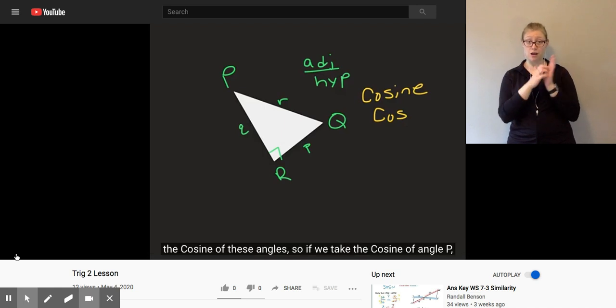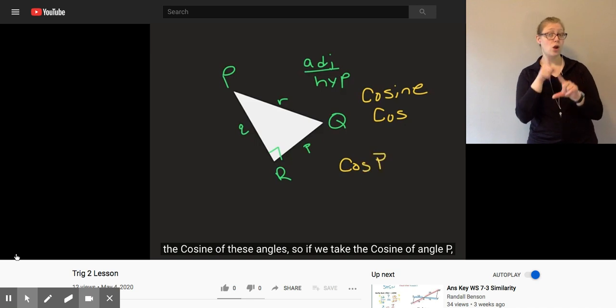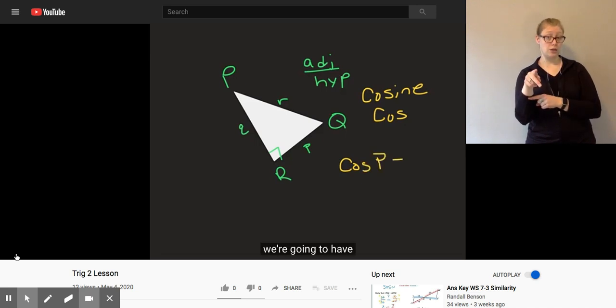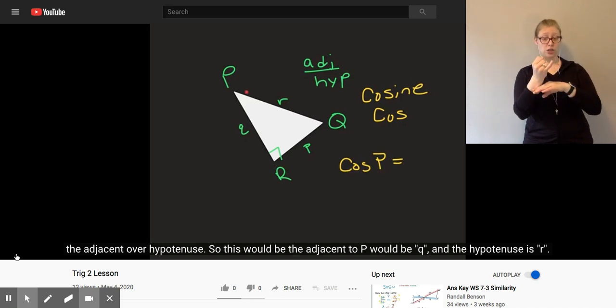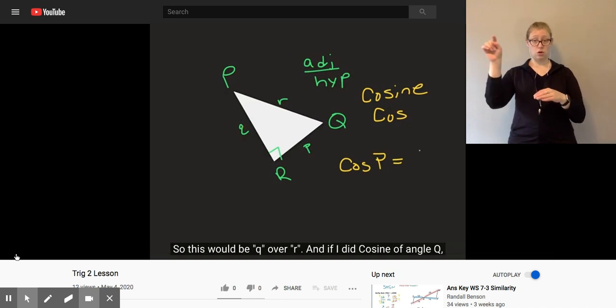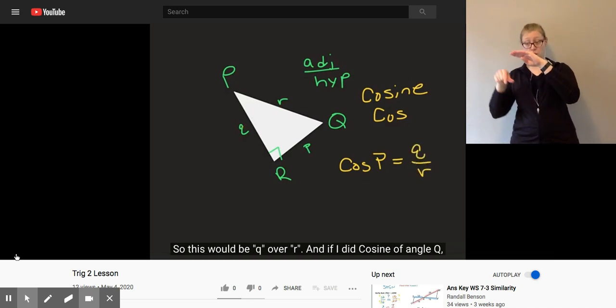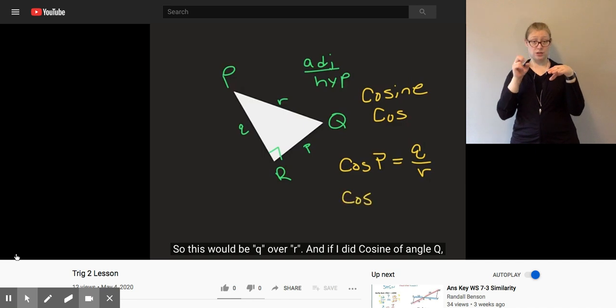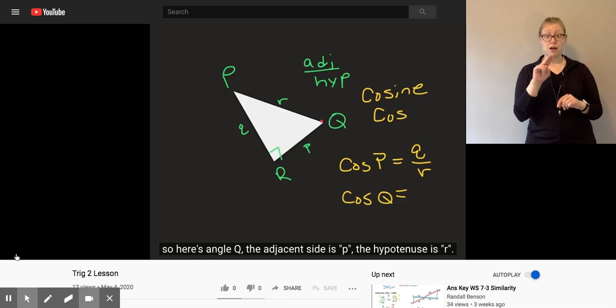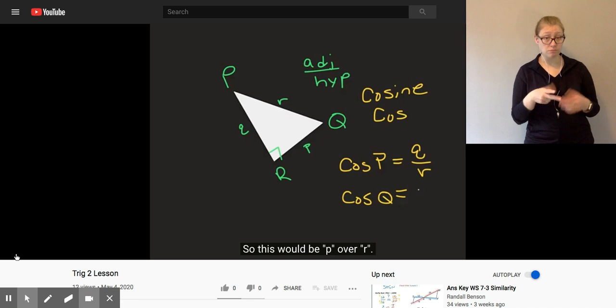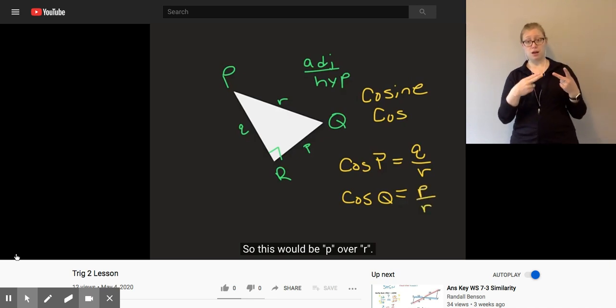And the cosine of these angles, so if we take the cosine of angle P, we're going to have the adjacent over hypotenuse. So the adjacent to P would be Q, and the hypotenuse is R. So this would be Q over R. And if I did cosine of angle Q, so here's angle Q, the adjacent side is P, the hypotenuse is R. So this would be P over R.